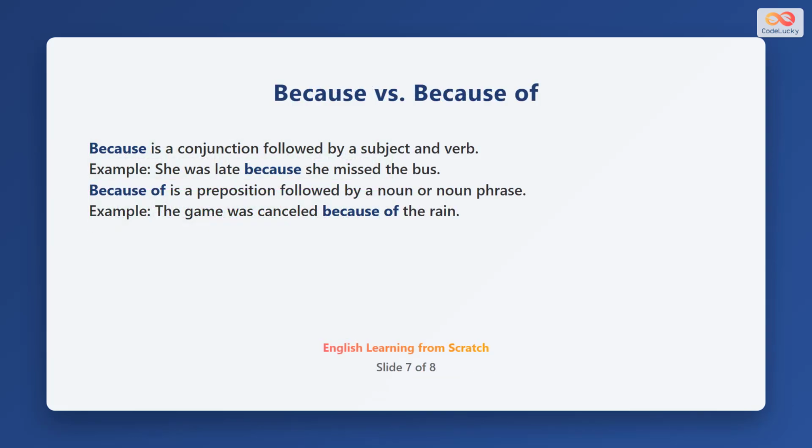Because is a conjunction followed by a subject and verb. For example, she was late because she missed the bus. Because of is a preposition followed by a noun or a noun phrase. For example, the game was canceled because of the rain. Remember the difference when you use these in sentences.